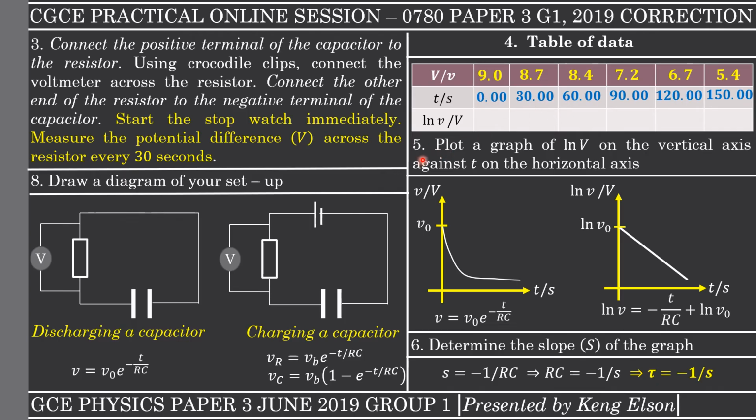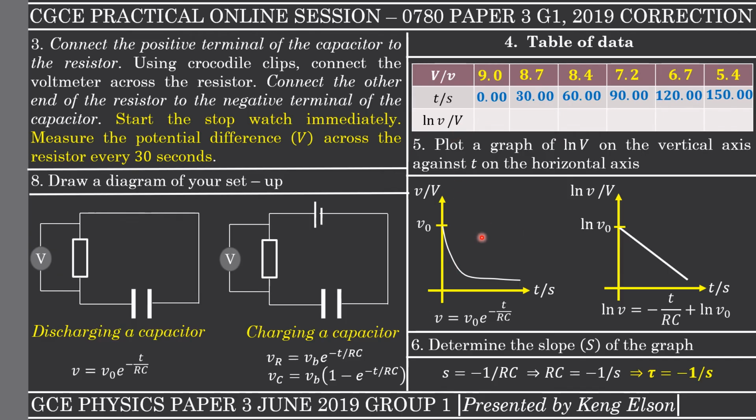Now according to the next question, we need to plot the graph of ln V on the vertical axis against t on the horizontal axis. So you go to the table again and add a column of ln V. You take the ln of every value of V, and your result is still in volts.